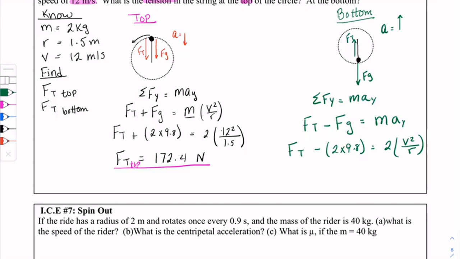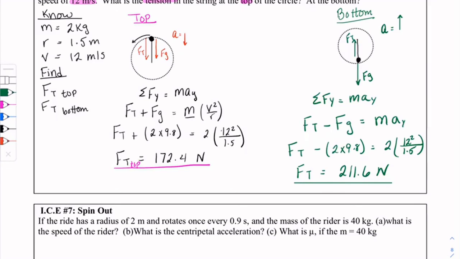Okay, plug your numbers in. 12 squared over 1.5. The only difference is that you're subtracting the forces instead of adding the forces. Pause the video, solve for the tension force, and you get 211.6 newtons.